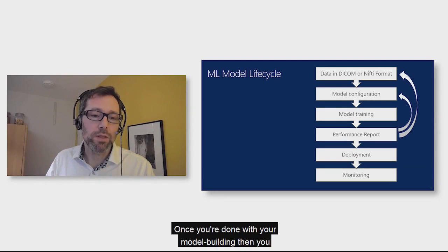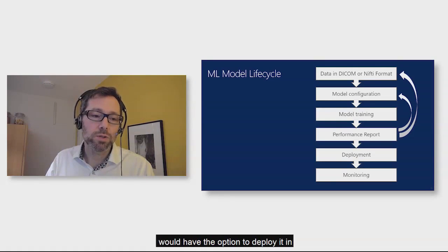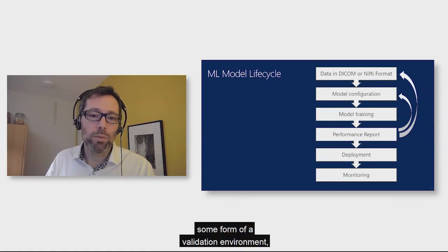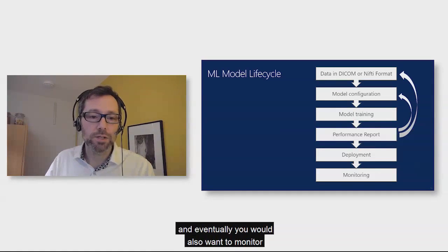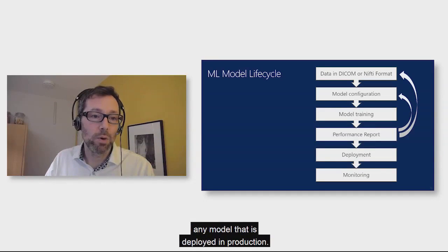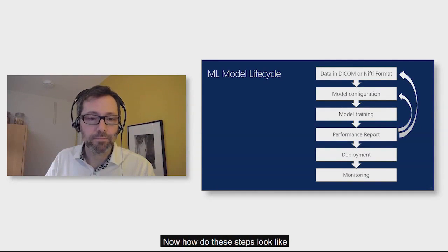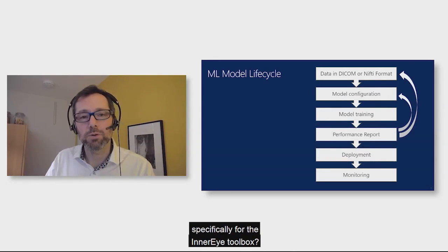Once you're done with your model building, then you would have the option to deploy it in some form of validation environment. And eventually, you would also want to monitor any model that is deployed in production. So this is all very general and applies to all machine learning models. Now, how do these steps look specifically for the InnerEye toolbox?